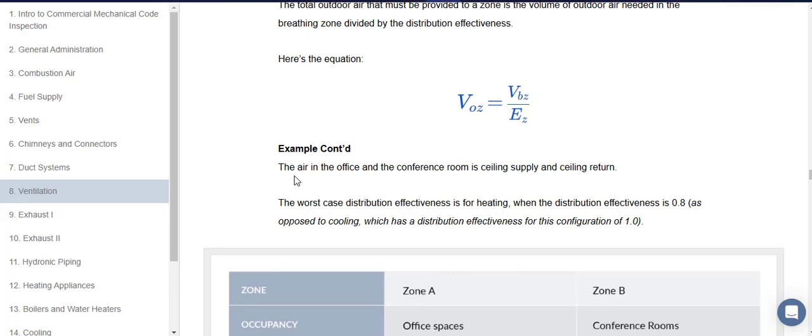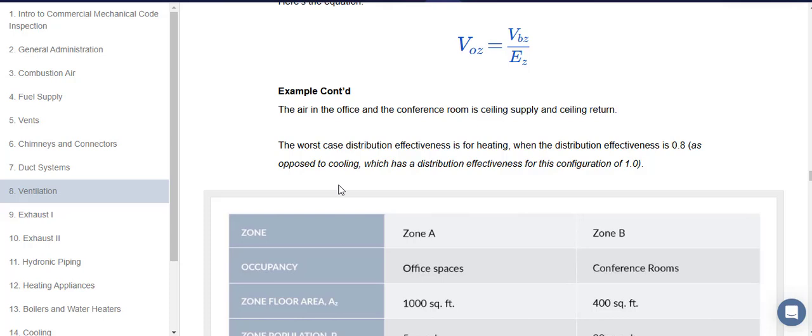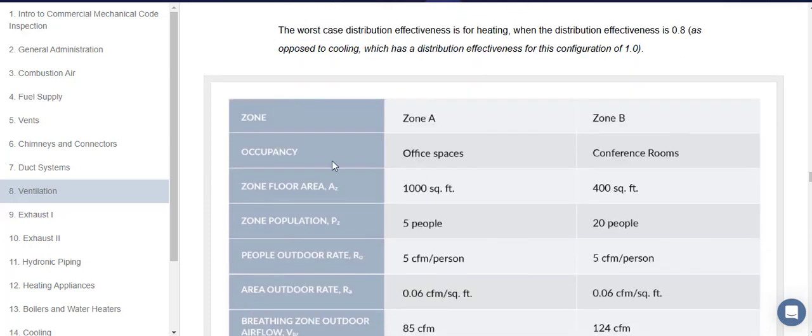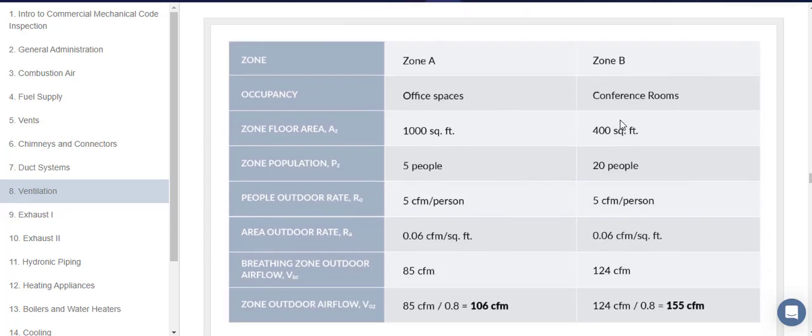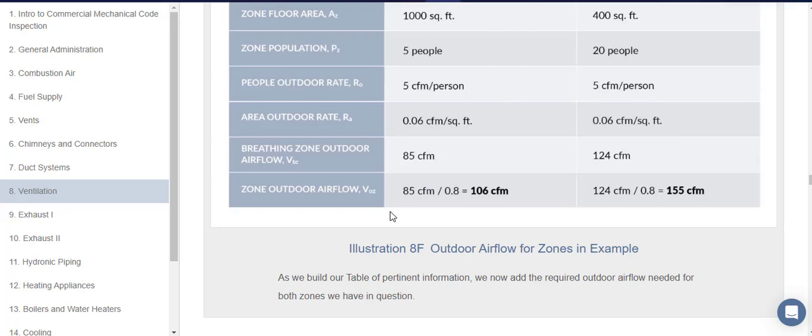Example continuation: the air in the office and the conference room is ceiling supply and ceiling return. The worst case distribution effectiveness is for heating, where the distribution effectiveness is 0.8, as opposed to cooling, which has a distribution effectiveness of 1 for this configuration. Zone A is office space and zone B is conference room. This is the same table.